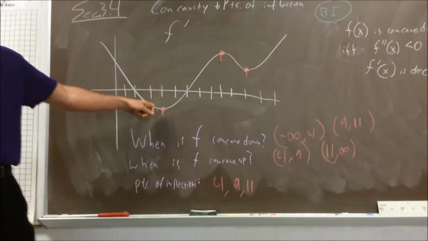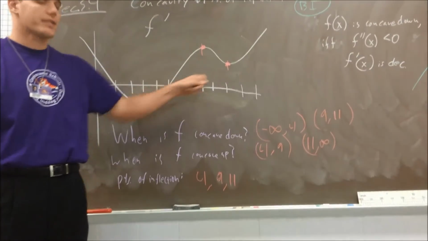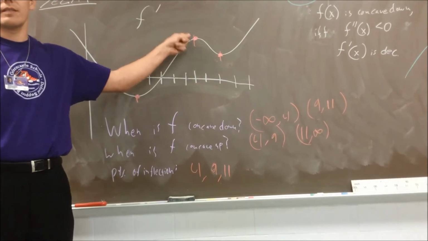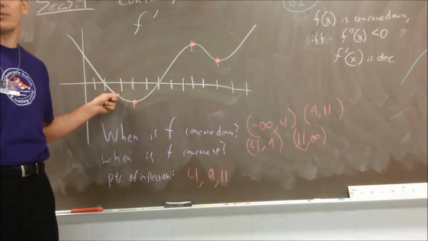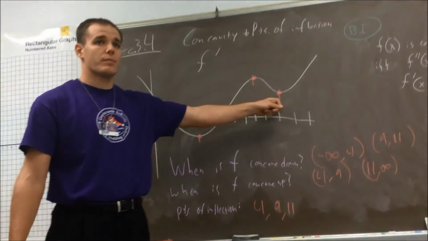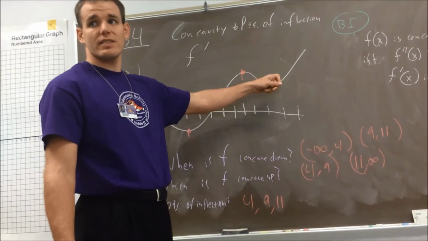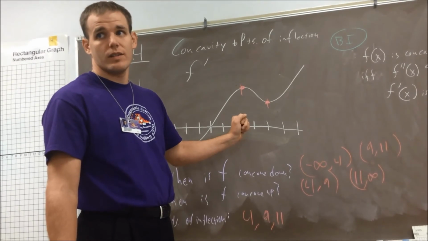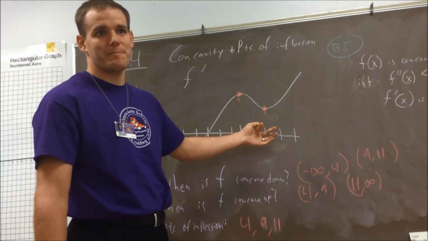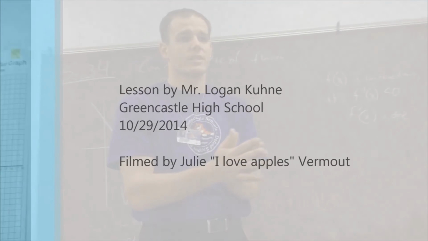You'll notice points of inflection occurred at, what are these on f prime here? They're relative maximums and minimums, aren't they? Because at relative maximums and minimums, the derivative is 0 or undefined. It's just weird because we're taking the derivative of a derivative here. All right? We'll pick this up again tomorrow.